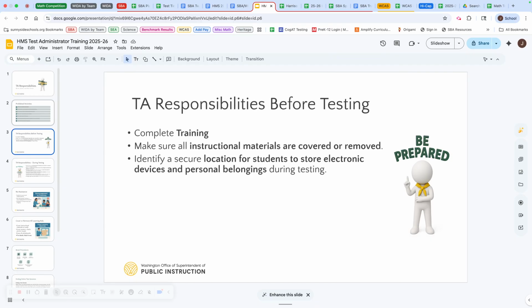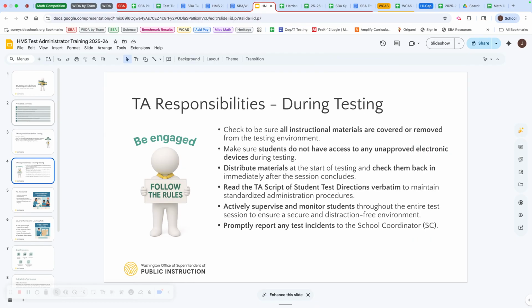You need to identify a secure location for students to store electronic devices and personal belongings during the test. A great idea would be to put those things across the back of the room and collect phones, earbuds, or smartwatches of students that may have them on their person in your class. We're hoping to avoid all electronic test violations, so please make sure students have their phones, earbuds, and smartwatches put away or collected by you.